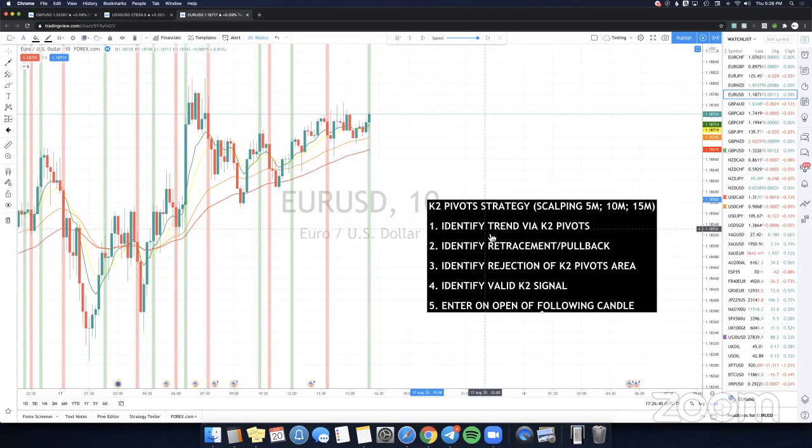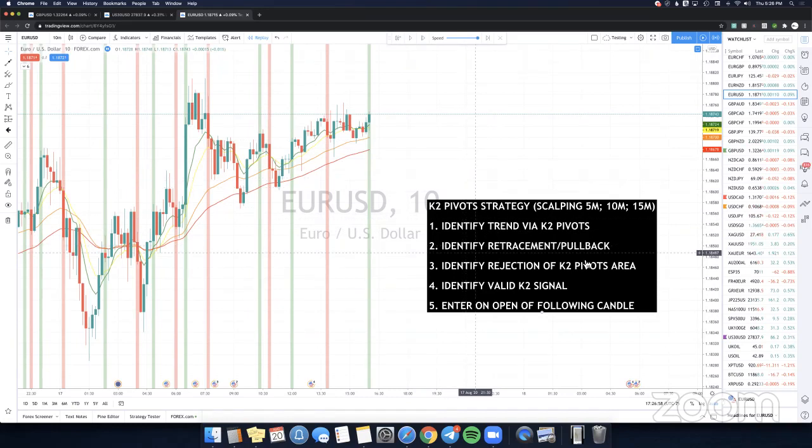Cool. So right here, pivot strategy. First, you want to identify the trend. You want to make sure that price is above the pivots. The pivots are spread out. They're all angling in the same direction. And then that will confirm that price is trending upwards. Right here, price is above the pivots, the pivots are angling upwards and they're spread out. So it's clearly in an uptrend.